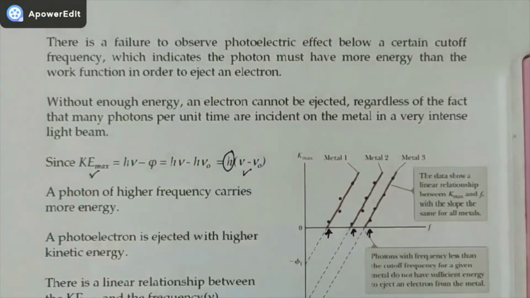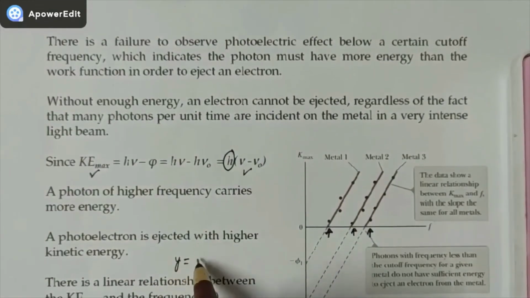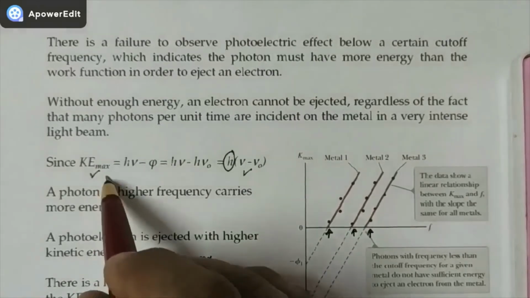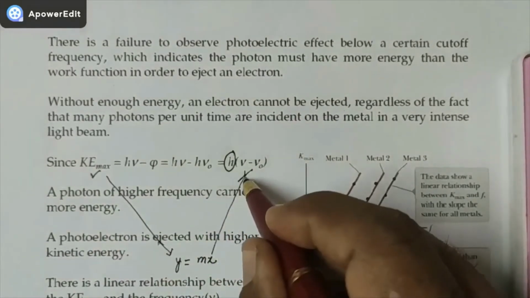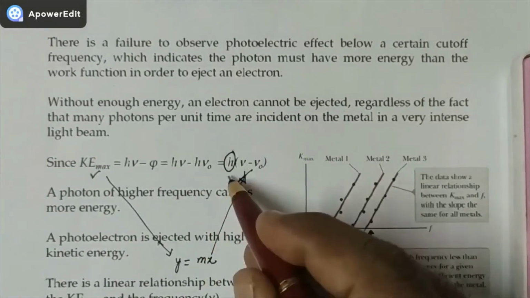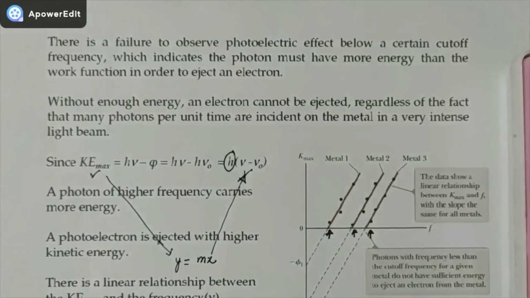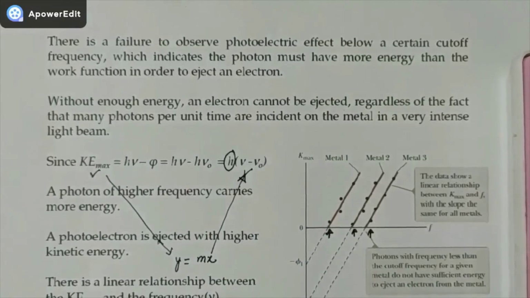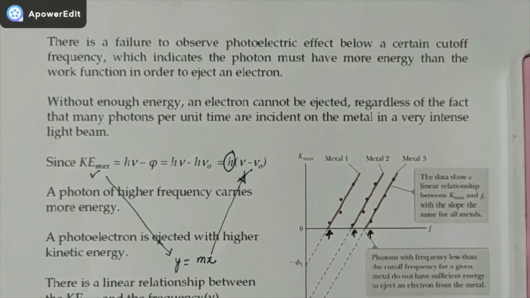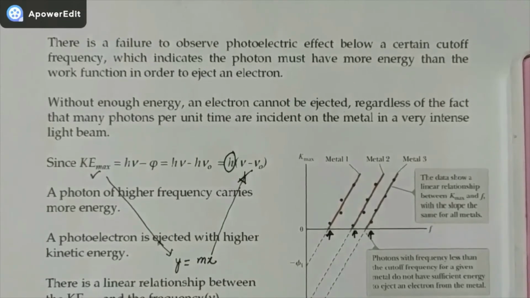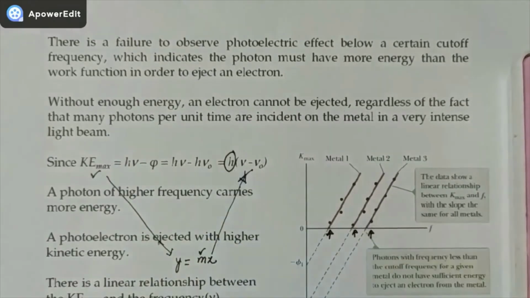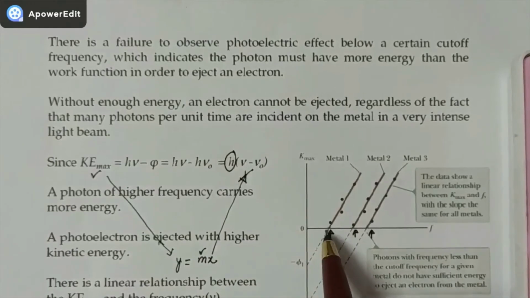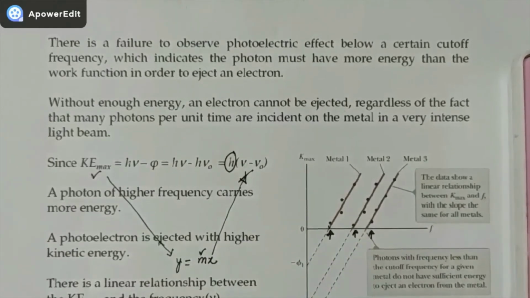Because h is a constant, this is a kind of y equals mx. Here y is the kinetic energy, x is nu minus nu naught, and m is a constant. If I plot y equals mx, this is a straight line, and the slope of this straight line is m, which is h. The slope of the line is h, the Planck constant. The x-intercept is the cutoff frequency, the frequency below which no photoelectrons are emitted.